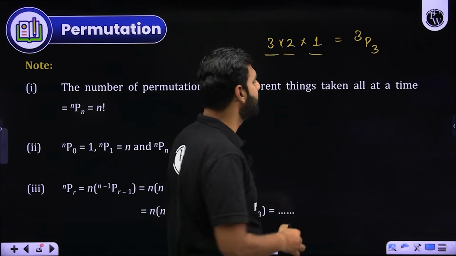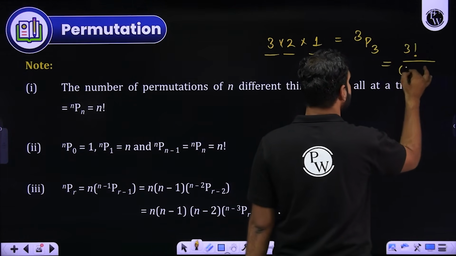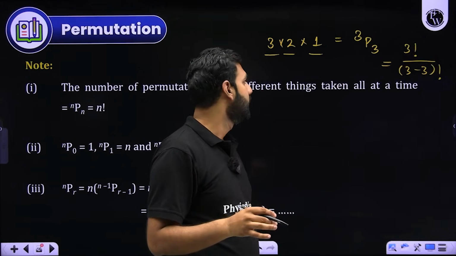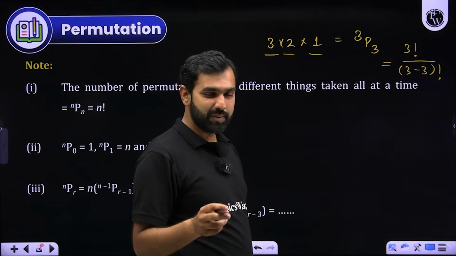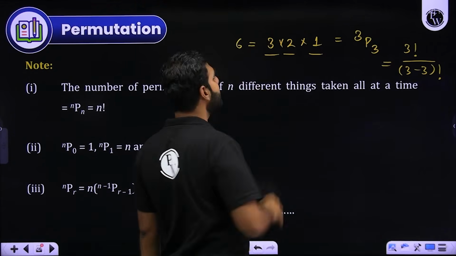So 3P3 will be basically nothing but what? It will be n factorial upon (n minus r) factorial. So 3 factorial is 6, and 3 minus 3 is 0 factorial, which is 1. So here also the number of cases will be 6.